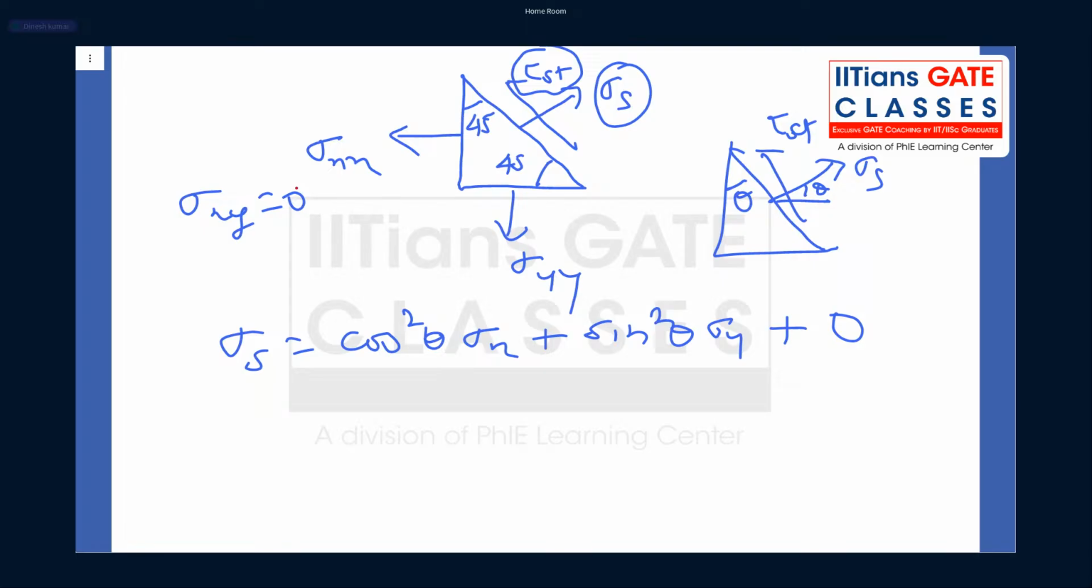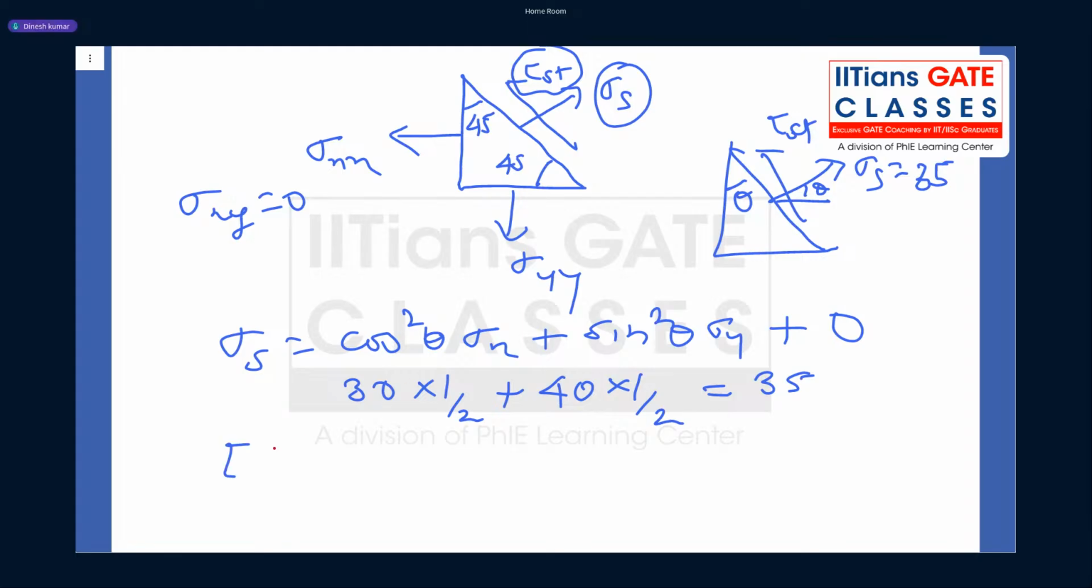Ishwar, is this clear now? Raman? Right. Now substitute. What is sigma x? Sigma x is 30. Angle is 45 degrees. So cos square 45 is what? 1 by 2, plus sine square 45 is again 1 by 2. And what is sigma y? 40. So what is sigma s coming? Quickly guys. 15 plus 20 is what? 35. Okay, so this is 35.